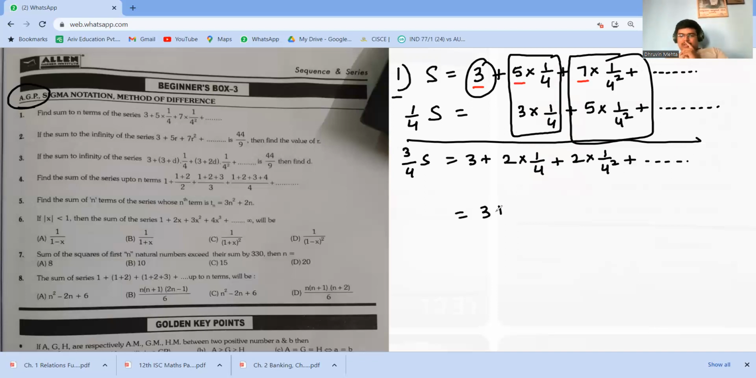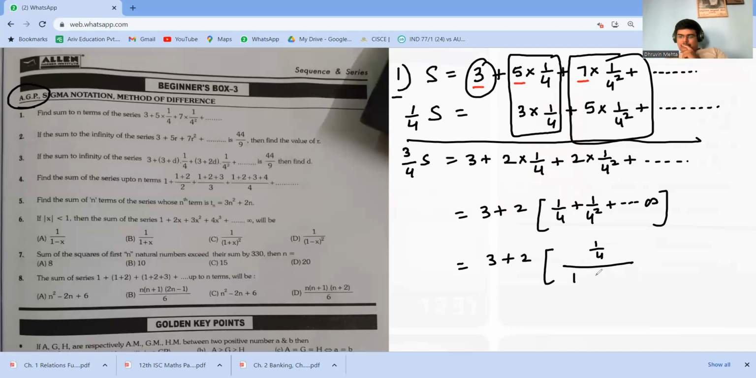See, 3 plus, I'm taking 2 common, so now we have 1 by 4, we have 1 by 4 square, and so on. Do you realize this is a GP and we have to find the sum of the GP for infinite terms? Its formula is a upon 1 minus r. I hope you remember that, the sum of infinite terms of a GP. Complete this and tell me what is s from here.